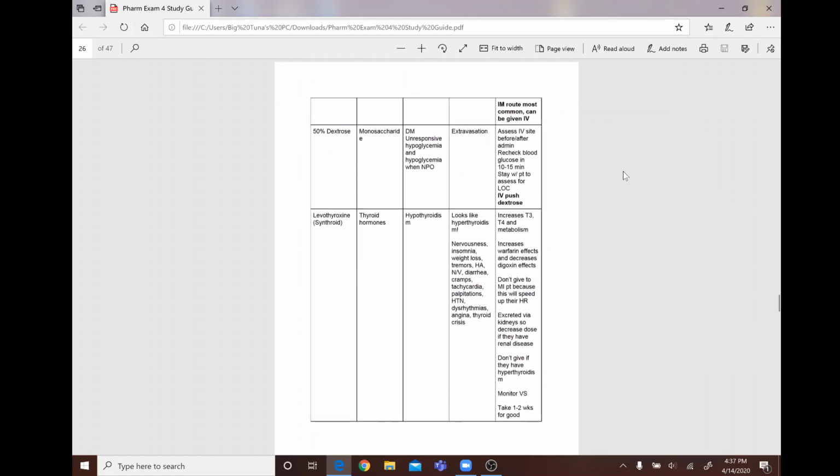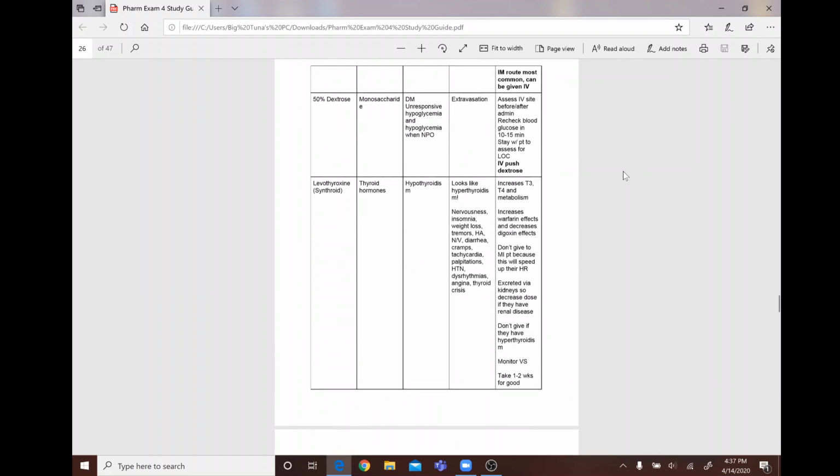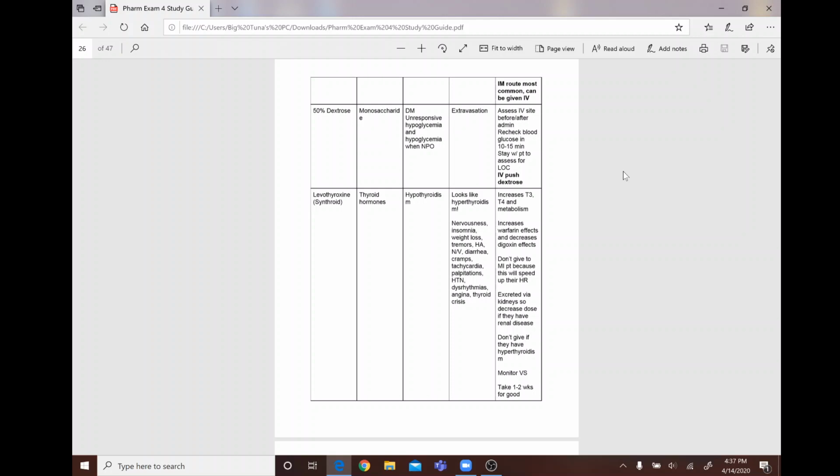50% dextrose. What is that class? Monosaccharide. What do we use 50% dextrose for? Diabetes mellitus, unresponsive hypoglycemia, and hypoglycemia when NPO. What is the main side and adverse effect of 50% dextrose? Extravasation. What do we need to know when someone takes 50% dextrose?